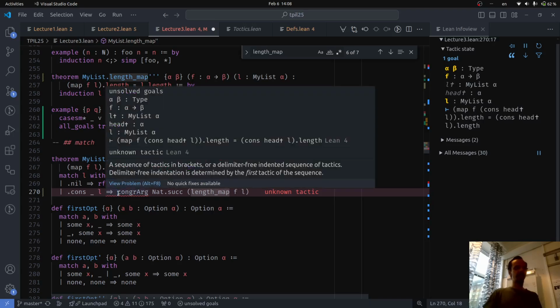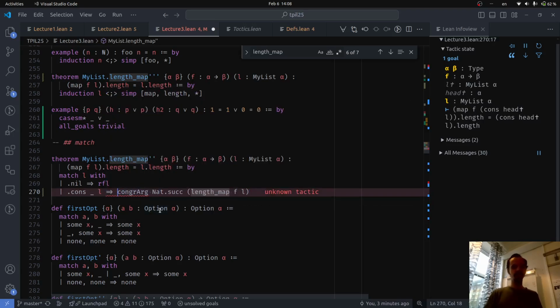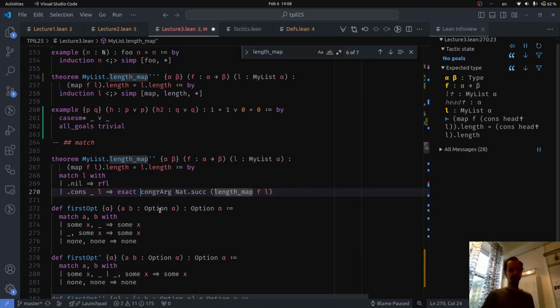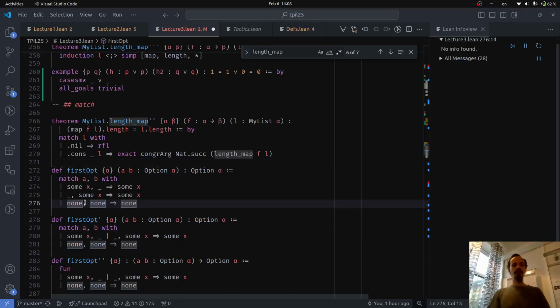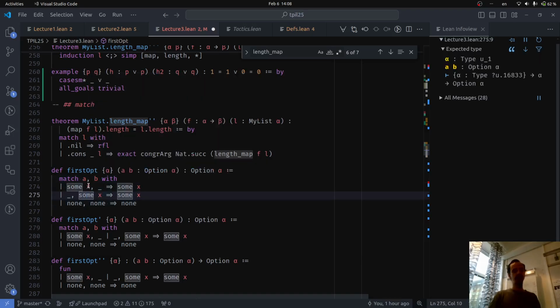And this is not working because this is a term. So if I want to explicitly use a term, I use exact. That's now syntactically correct again. Match also allows you to do multiple matches and overlapping patterns.